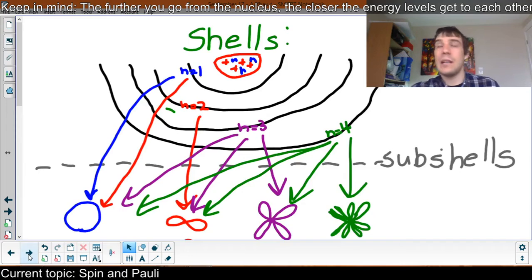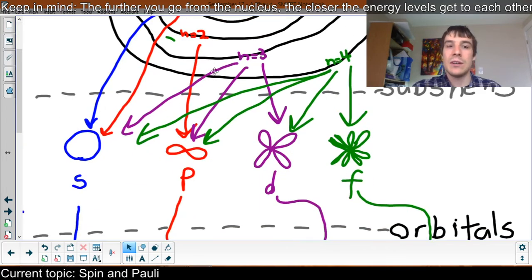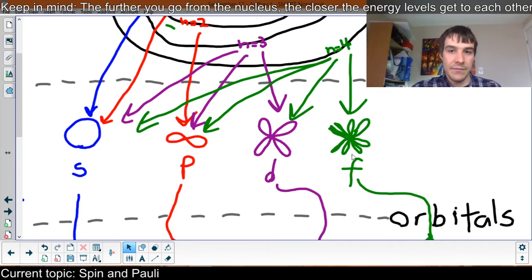Here's a little diagram I made to summarize it. We have the shells, 1, 2, 3, and 4. Then there's the subshells. Shell 1 can only have the round subshell. Shell 2 can have the round one and the lumpy one. Shell 3 can have round, lumpy, and cloverleaf. Shell 4 can have round, lumpy, cloverleaf, and I don't know, star, whatever. But yeah, hopefully you understand that.